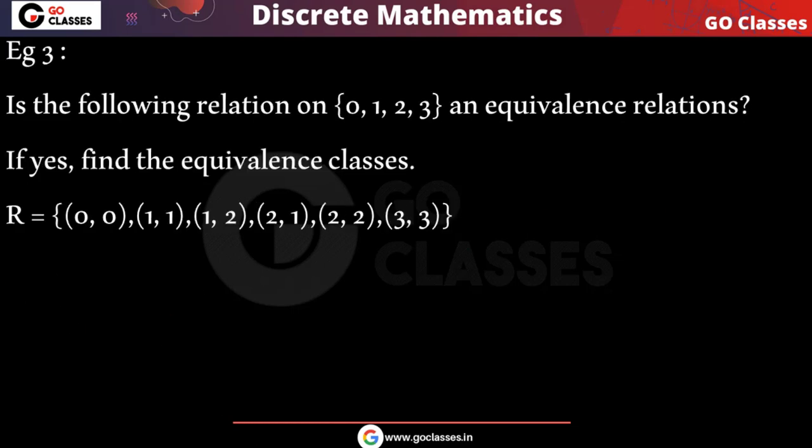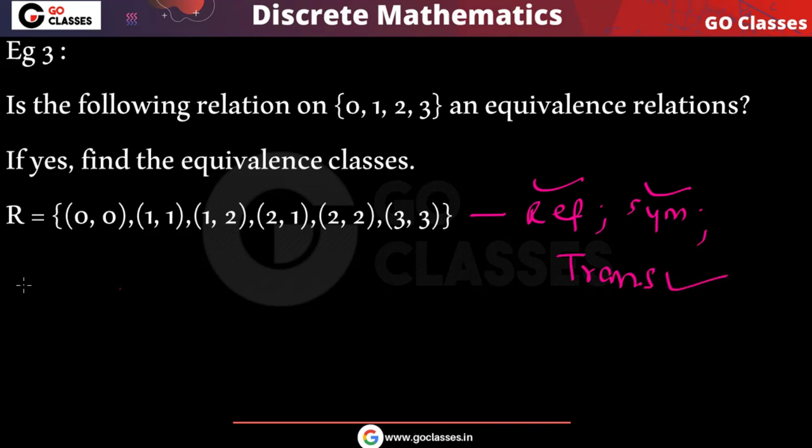What about the next one? Is this an equivalence relation? 0 0, 1 1, 2 2, 3 3, 1 2, 2 1. So is this an equivalence relation? You can clearly check that this relation is reflexive. This is also symmetric, and this is also transitive.